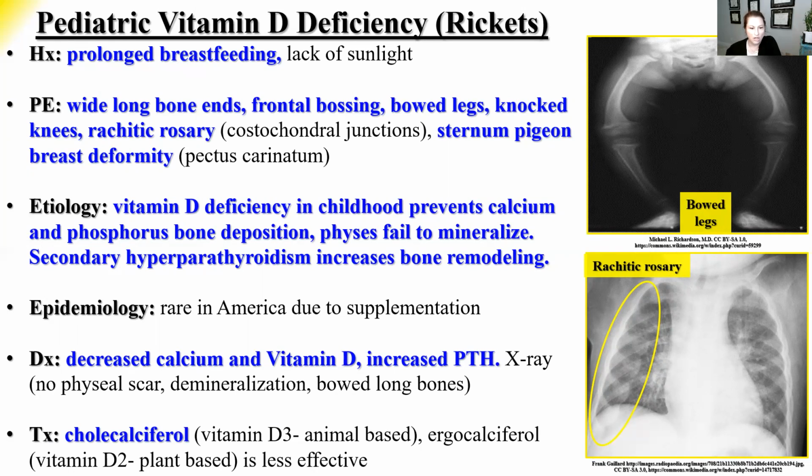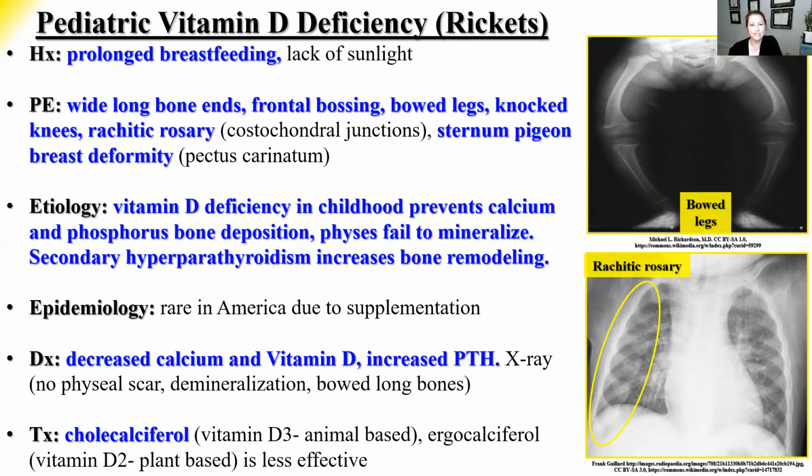Vitamin D deficiency in childhood prevents calcium and phosphorus from being deposited into the bones, and so their growth plates never mineralize. They usually develop a secondary hyperparathyroidism because they have a low vitamin D. So it's kind of two insults here. One is the fact that they never incorporate the calcium and the phosphorus into the bone, and then two is that they have increased remodeling from the secondary hyperparathyroidism. On labs for this, we'll see a decreased calcium, decreased vitamin D, increased parathyroid, because remember that's secondary to the low vitamin D.